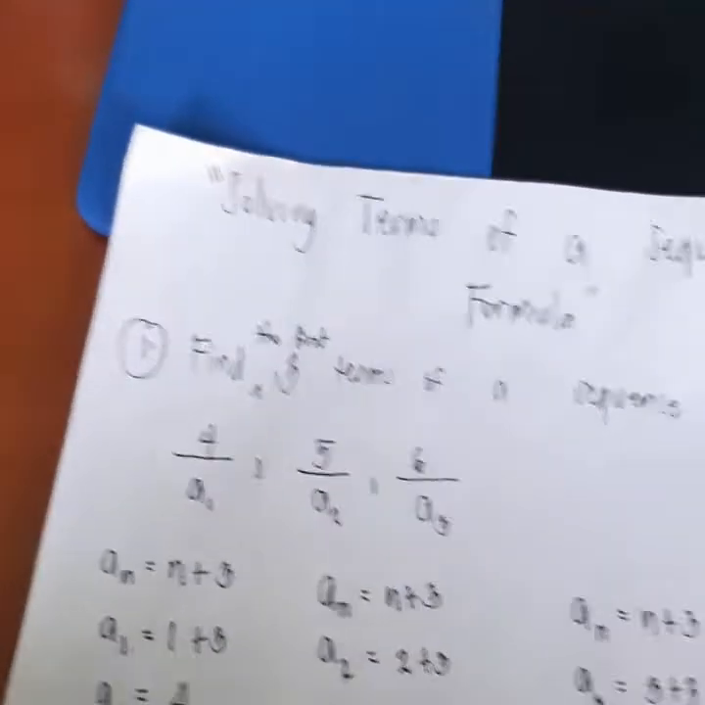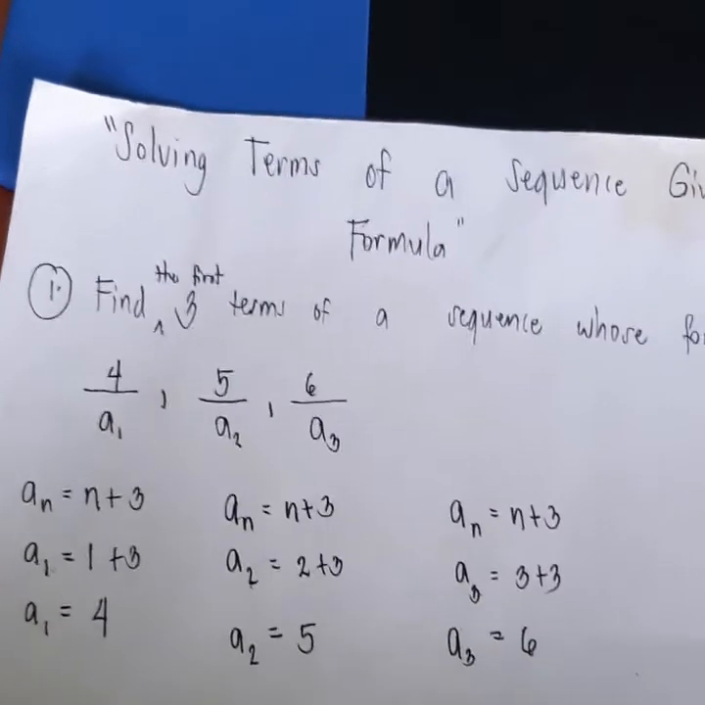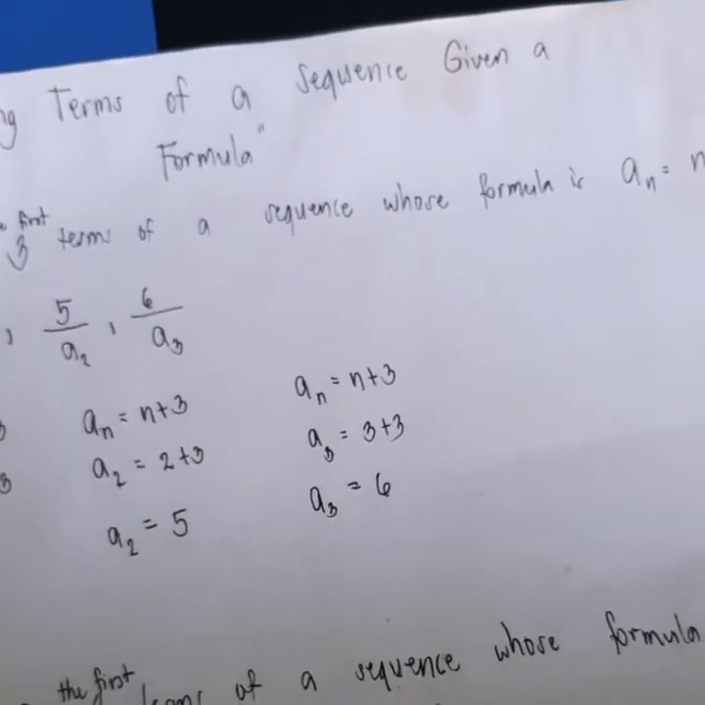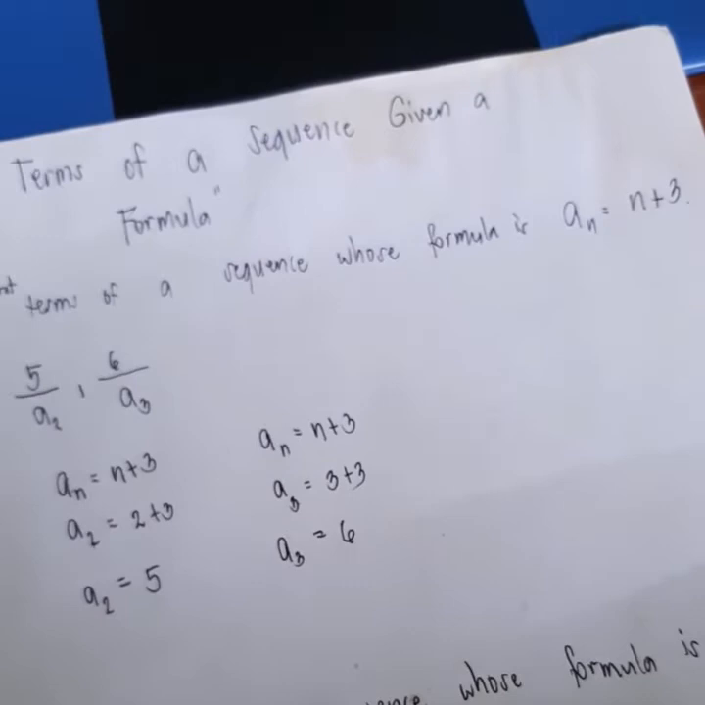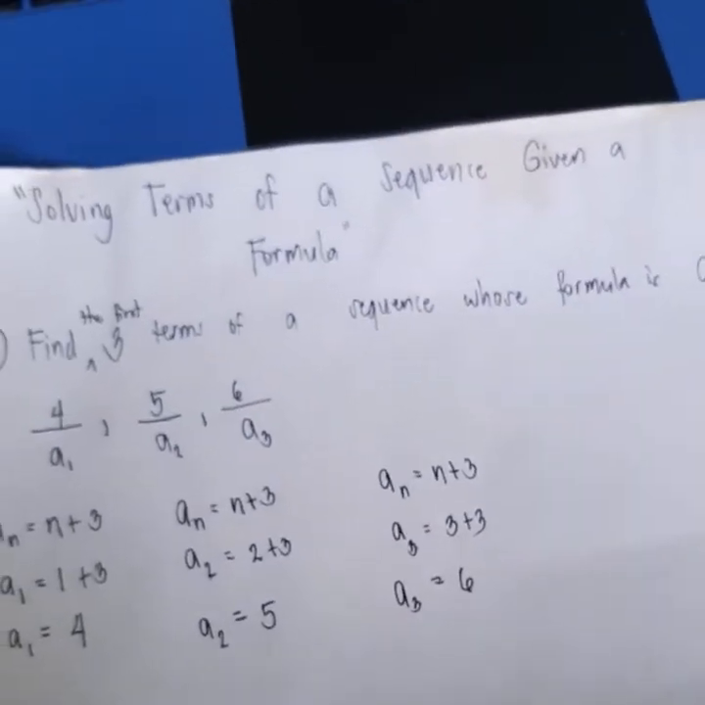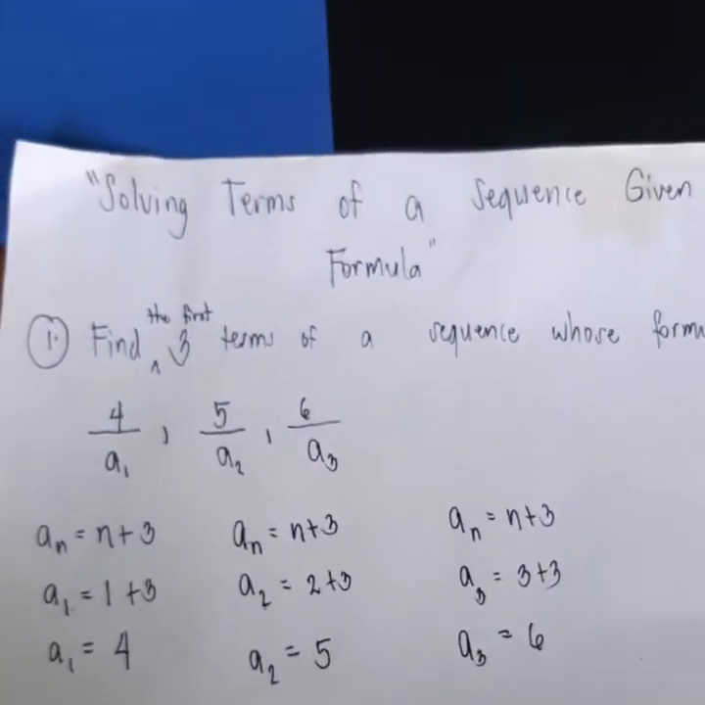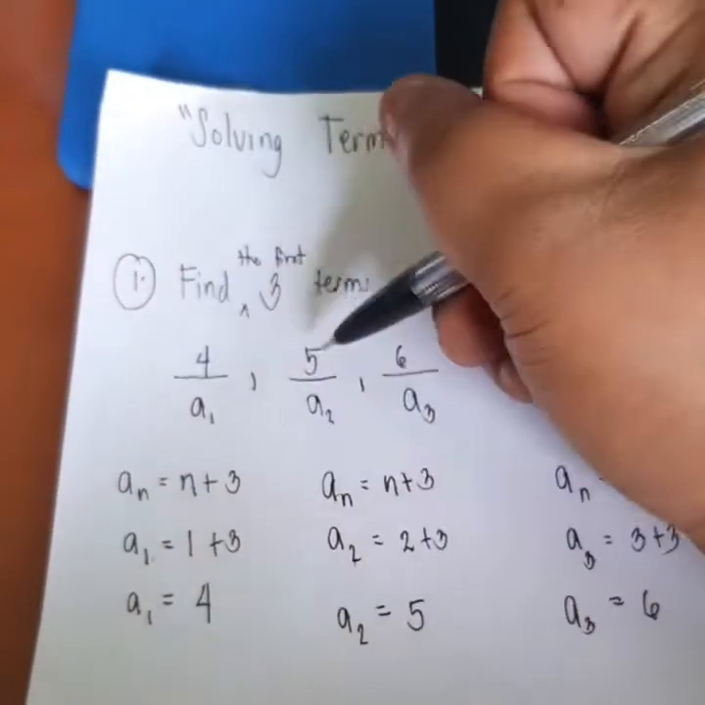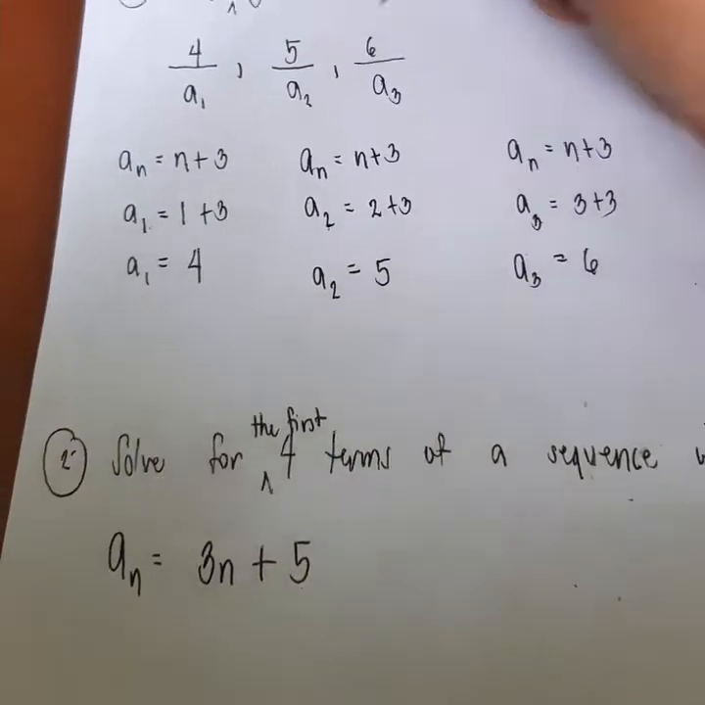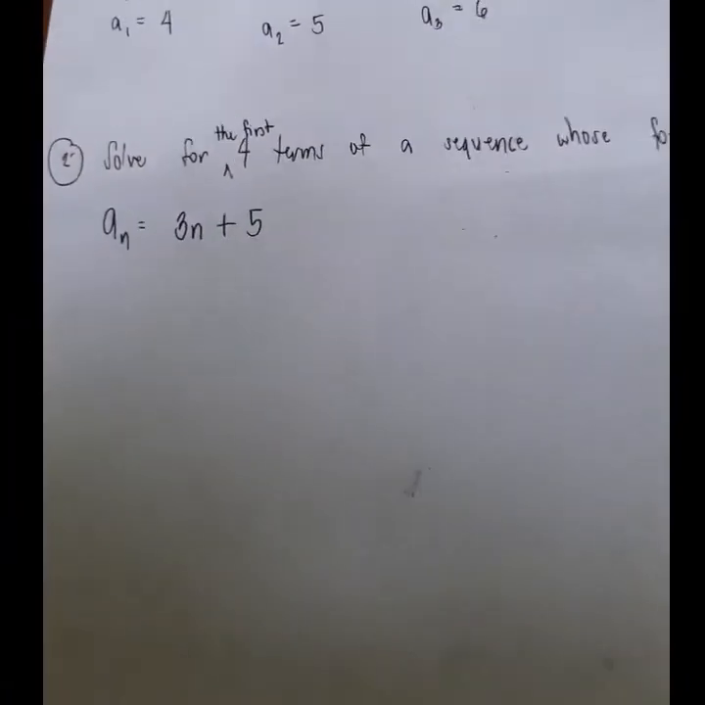Therefore, for our number one example, find the first three terms of a sequence given the formula a sub n is equal to n plus 3. The numbers that we are looking for, or the first three terms, are just equal to 4, 5, 6.